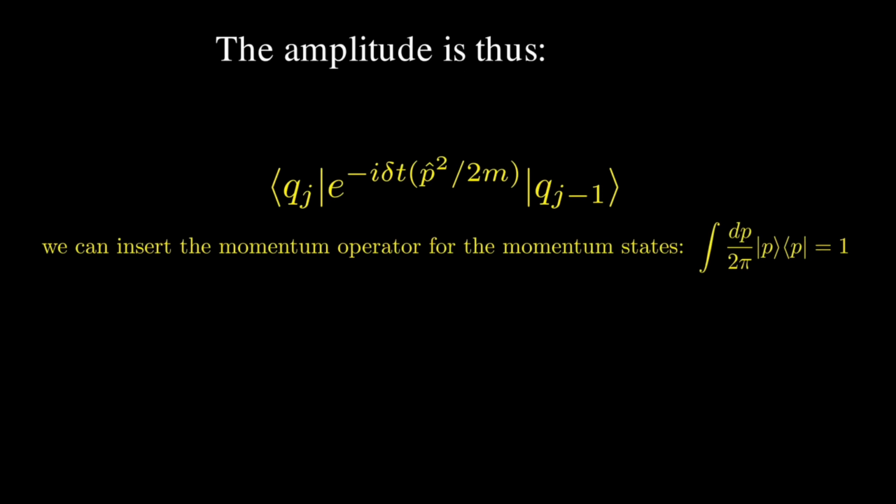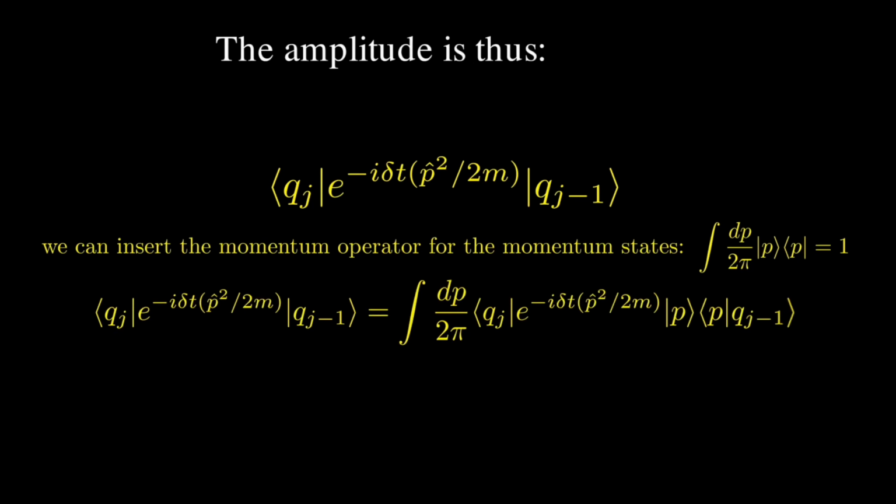If we insert this identity operator for the momentum states, where we have now 2 pi, some normalization constant, then we will get the following expression, where we have now an integral over momentum. So our unit transition amplitude will be an integral over momentum over 2 pi, where now we have inserted the bra and ket of the momentum states. But you can see now where we can further simplify this.